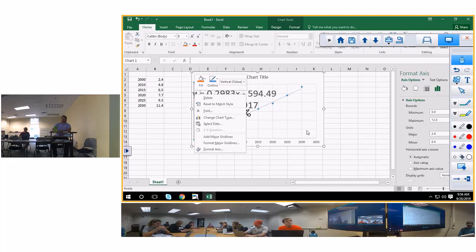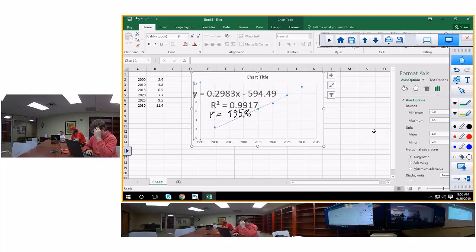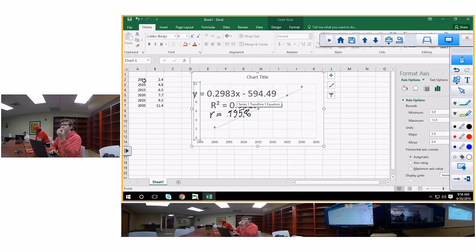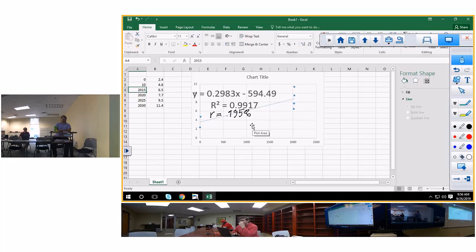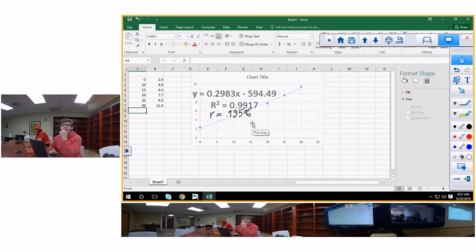I did it exactly that way in the calculator, but it gave me the wrong Y-intercept. Yeah, because you put in 2000, you didn't put in 0. Put in 0, 10, 15, 20, 25, and 30 instead of 2000. Oh, wait, is it asking after 1990? I don't think it was. See, I got the same thing. Isn't it the same thing?